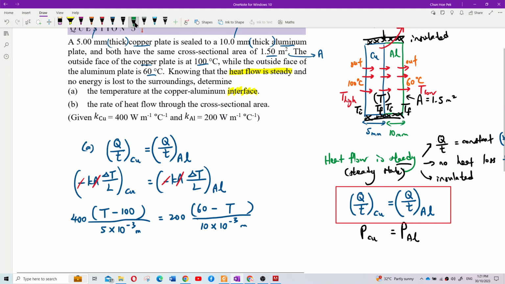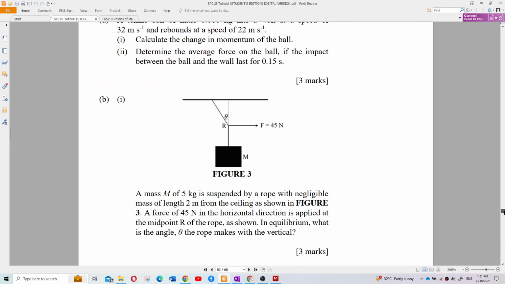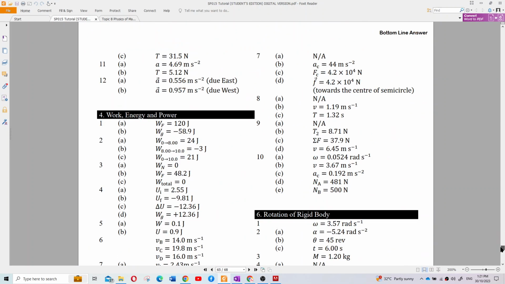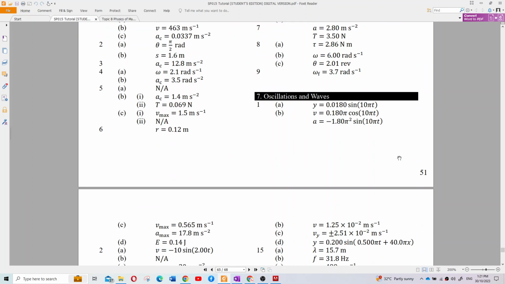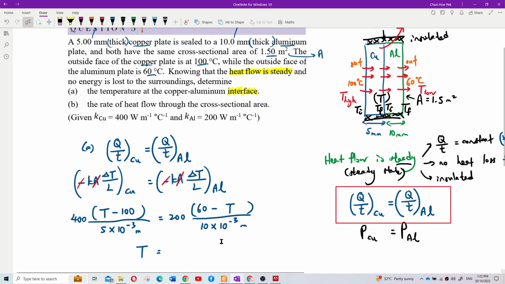Let's calculate. Someone calculate. What answer do you get? Let me check the answer straight away. The temperature should be, chapter 8, right? So it's 92 degrees Celsius. Okay, that's how you get the temperature at the interface.